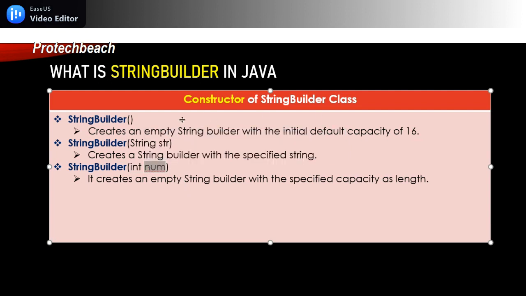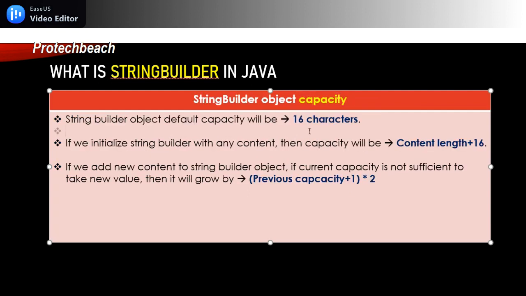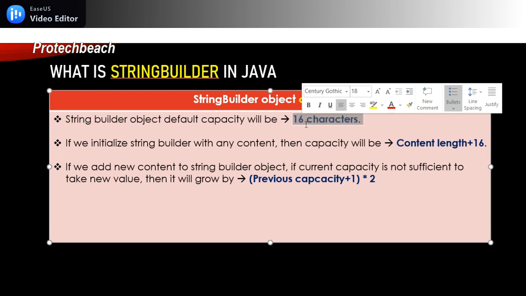As we said, here by default it is taking 16. So if I want to customize this capacity value, I can pass it. Suppose I pass 5 here, now it takes the specified capacity. Suppose you call the default constructor, StringBuilder without parameters, then the default value will be 16. That means it is allowing 16 characters.